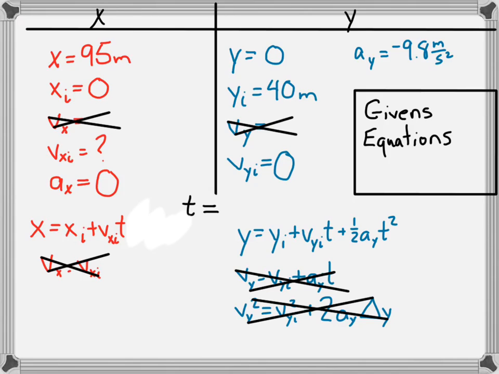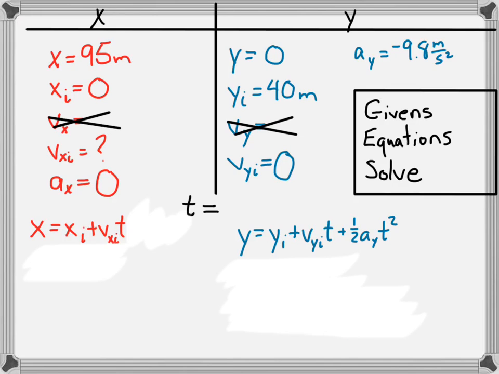Now, you don't have to actually erase these on your paper, but I have to erase them on my board so that we have a little bit more room. So I'm going to erase these equations we crossed out. We're going to solve for the initial velocity in the x direction, which is what we want to find out. Let's start plugging numbers into this equation right here. So I have 95 is equal to 0 plus Vxi, that's what I want to find out, times t.